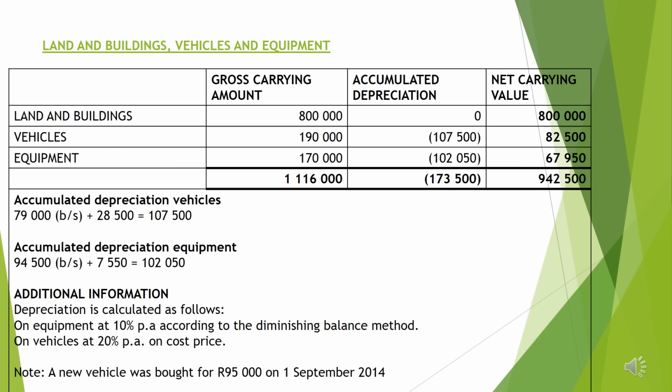Then let us look at your equipment, 170,000, your historical cost. With regards to your adjustments or additional information, we are told that on equipment, depreciation is calculated as follows. On equipment at 10% per annum according to the diminishing balance method.